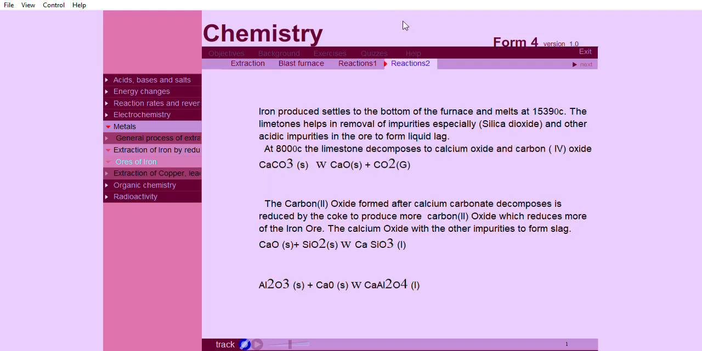Iron produced settles to the bottom of the furnace and melts at 1539 degrees Celsius. The limestone helps in removal of impurities, especially silicon dioxide and other acidic impurities in the ore, to form liquid slag. At 800 degrees Celsius, the limestone decomposes to calcium oxide and carbon(IV) oxide. The carbon(IV) oxide formed after calcium carbonate decomposes is reduced by the coke to produce more carbon(II) oxide, which reduces more of the iron ore. The calcium oxide reacts with the other impurities to form slag.